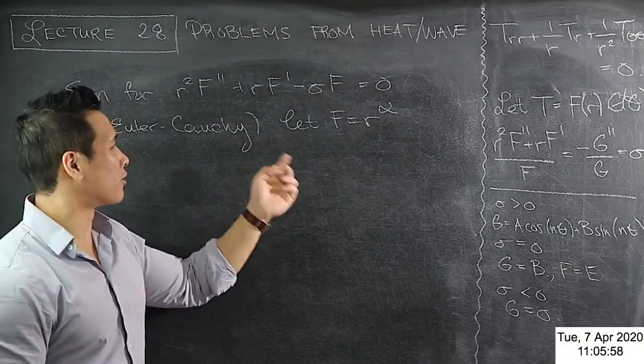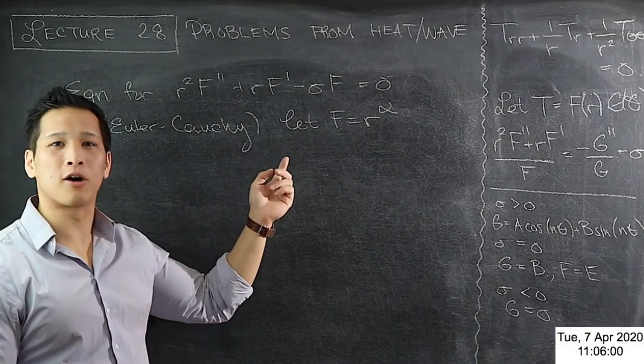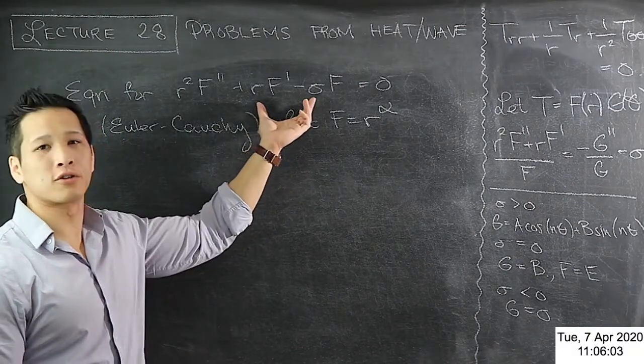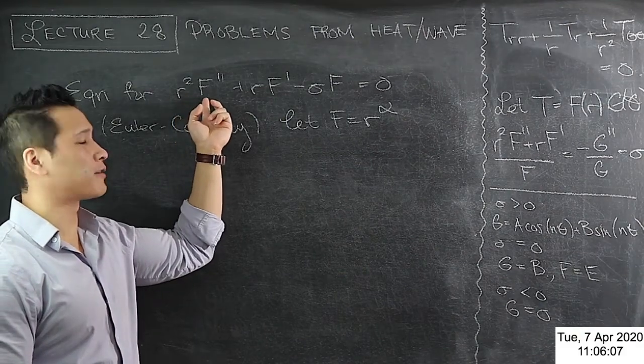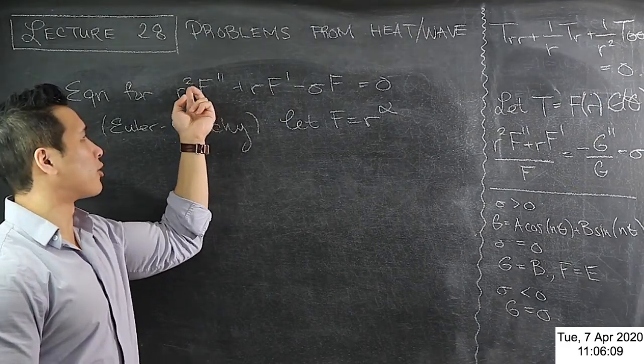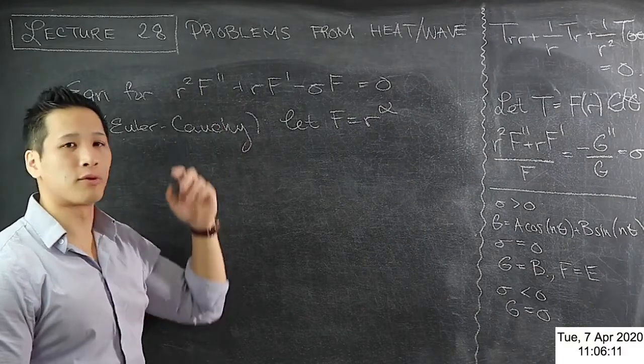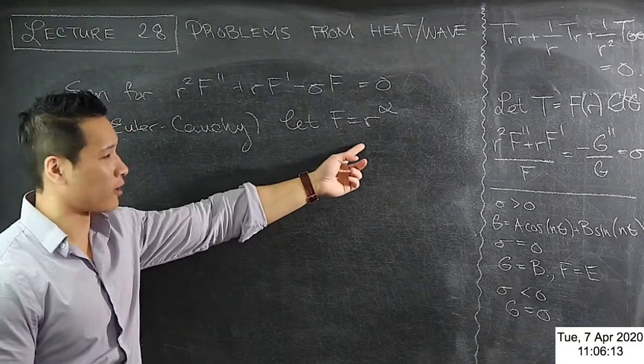Okay. So these Euler-Cauchy problems are always for linear differential equations where you have polynomials like r squared times f double prime, and the polynomial order matches the order of the derivative. Okay? And you'll see it work in a second.